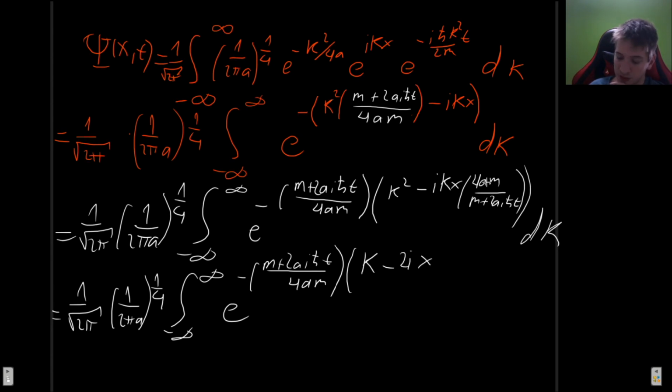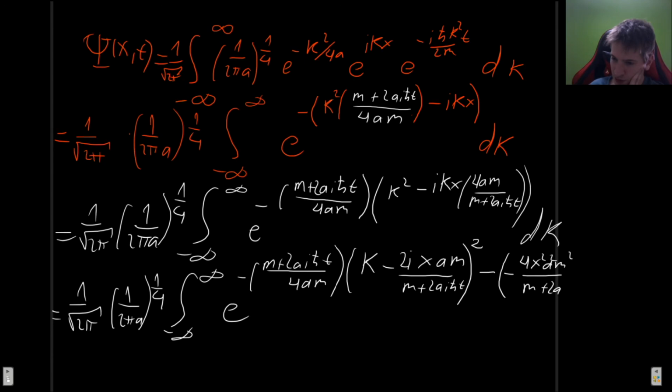It's no longer a 4 because we have to divide this by m divided by m plus ai, this squared, and now we need to subtract from this minus, well, this squared. So that is going to be, well, a minus sign because of the i, so another minus here, and then we have 4x squared a squared m squared divided by m plus ai h bar t squared, and this has to be multiplied by this factor right here that was multiplying the entire thing.